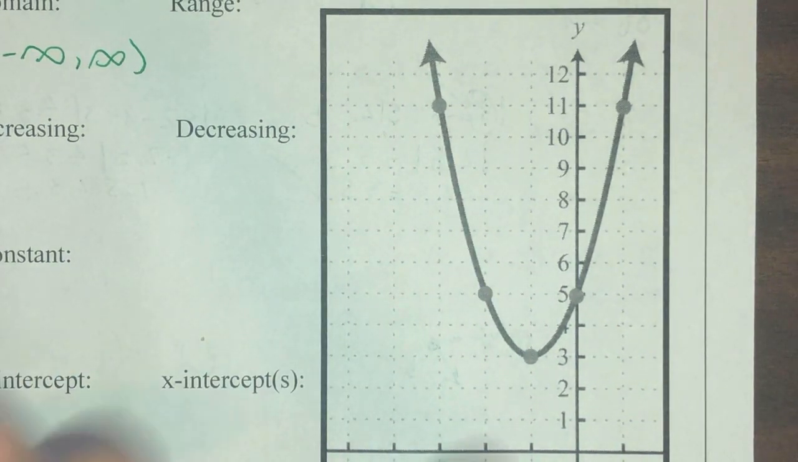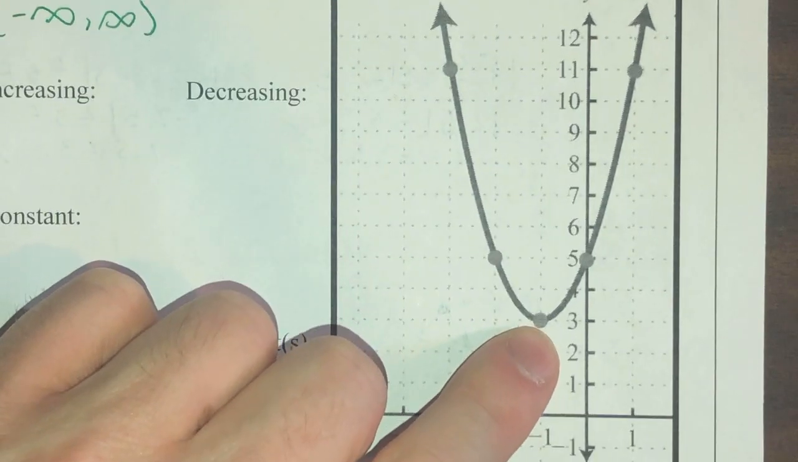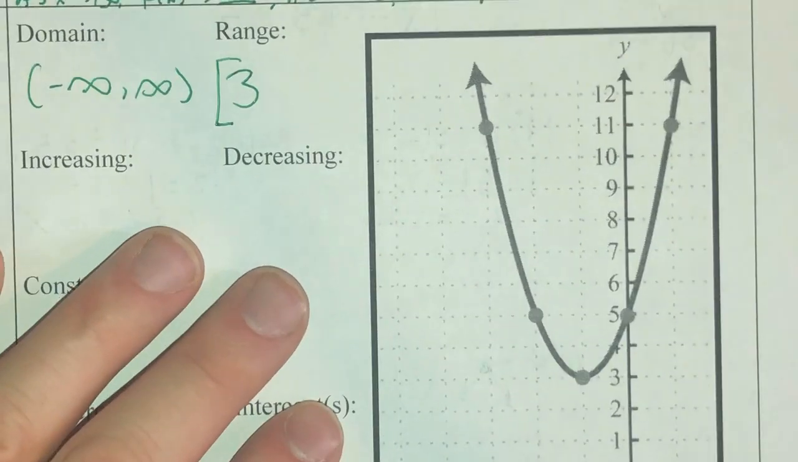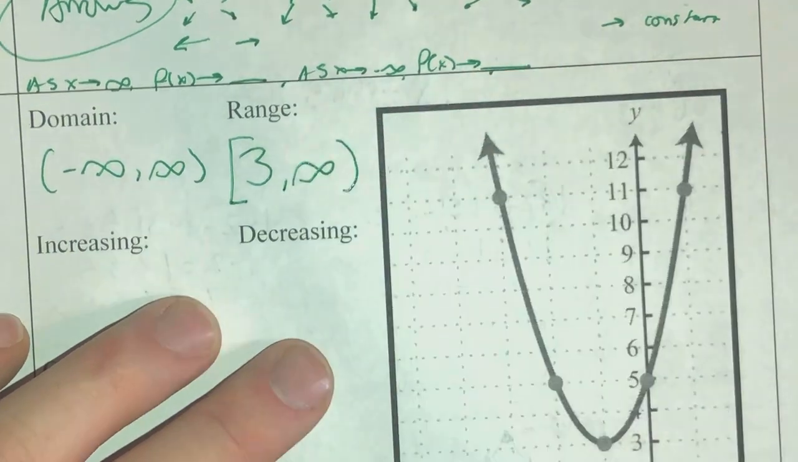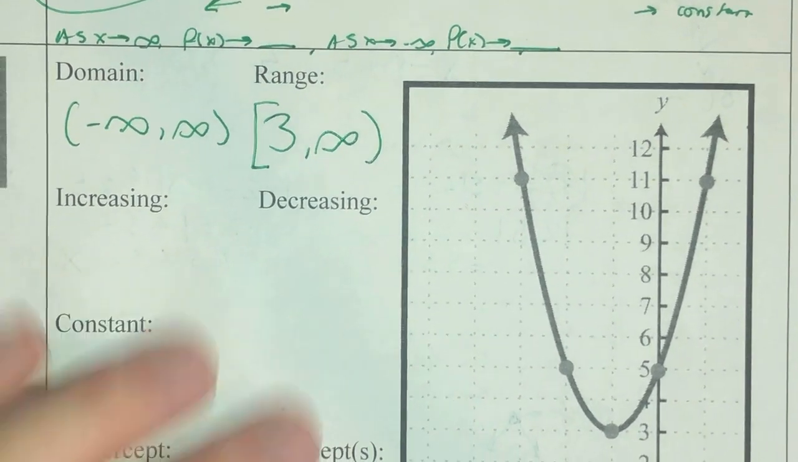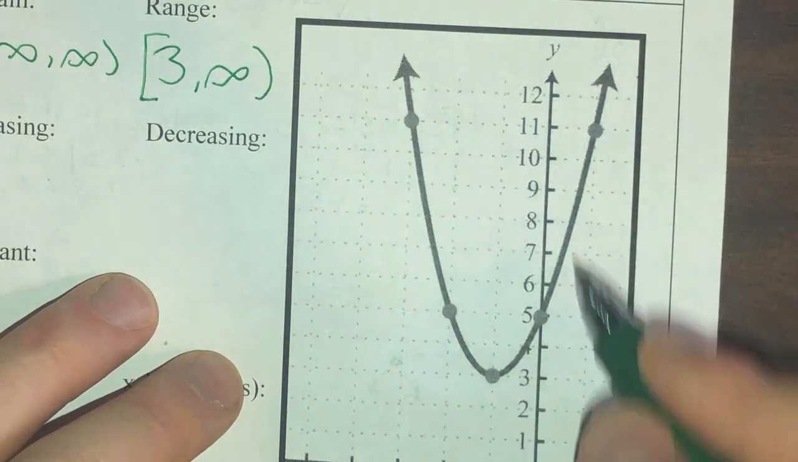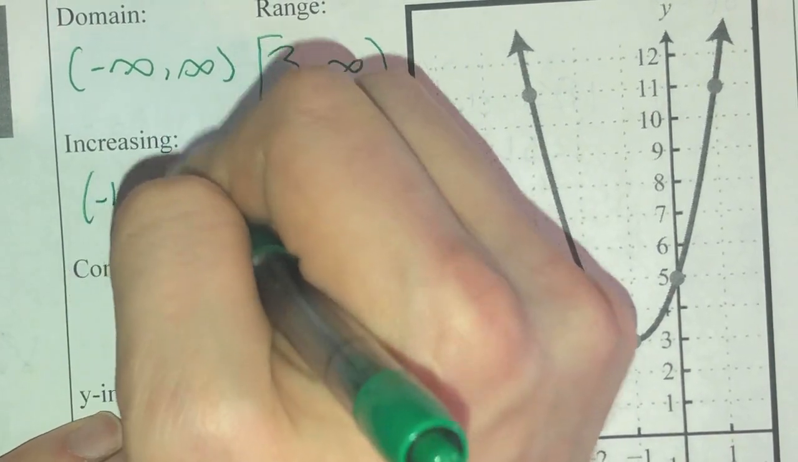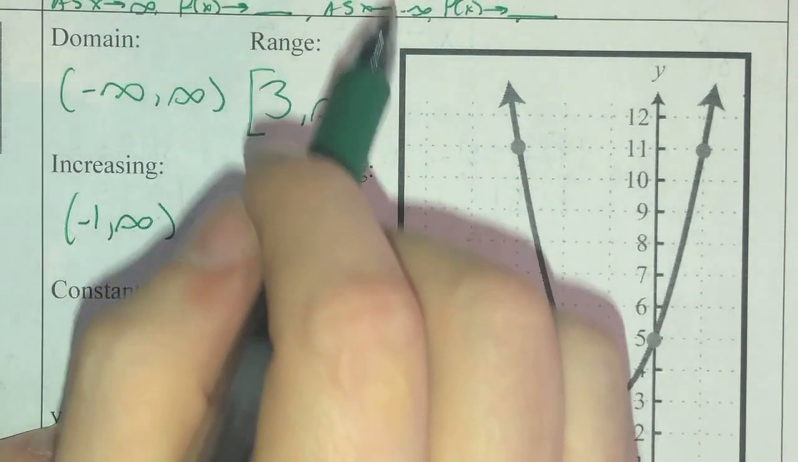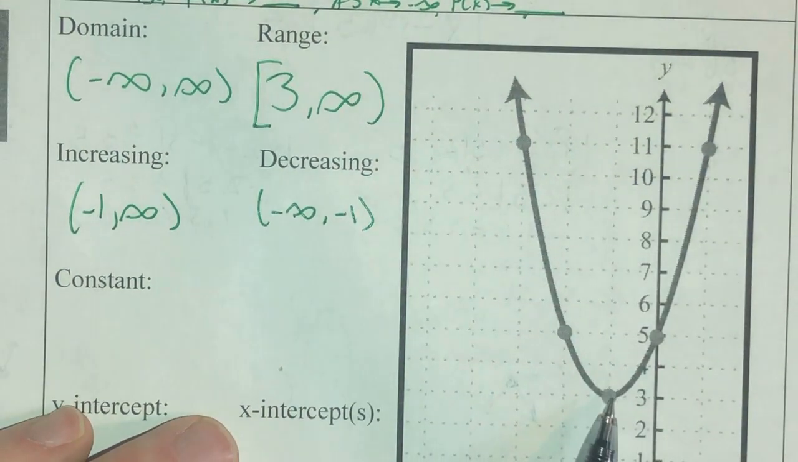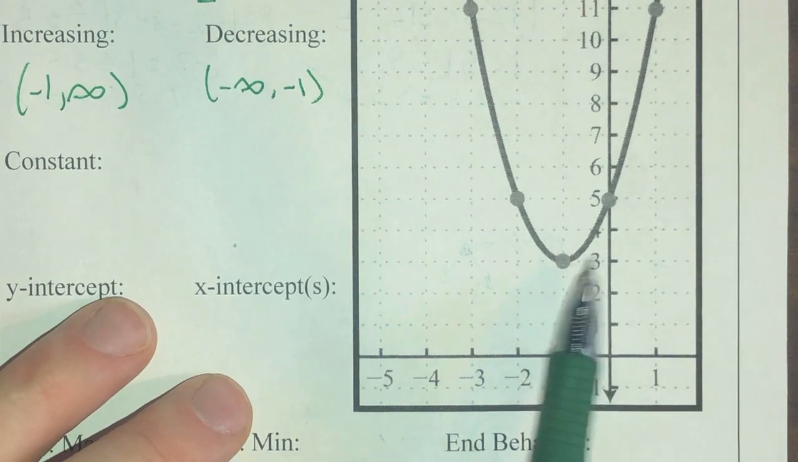Okay. Look at the graph. It doesn't go below 3. Does it hit 3? Yes. So bracket the 3. It's pointing up, meaning we know that the y's go to infinity. Okay? Increasing, decreasing. Where are the y's going up from left to right? They're going up from -1 to infinity, and they're going down from negative infinity to -1. Remember, not 3. Do not use the y value.